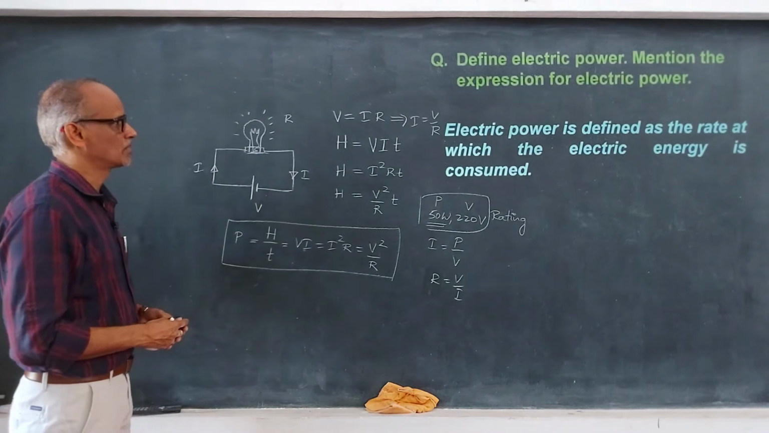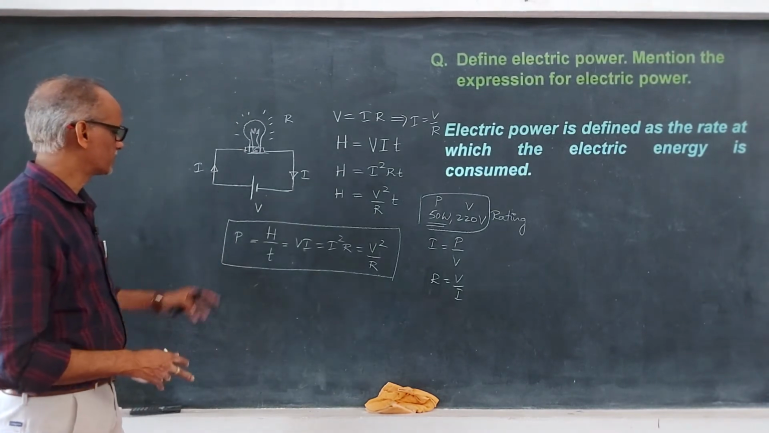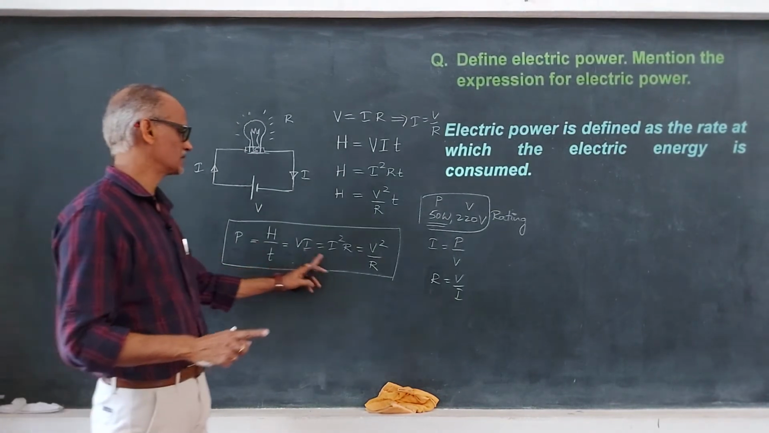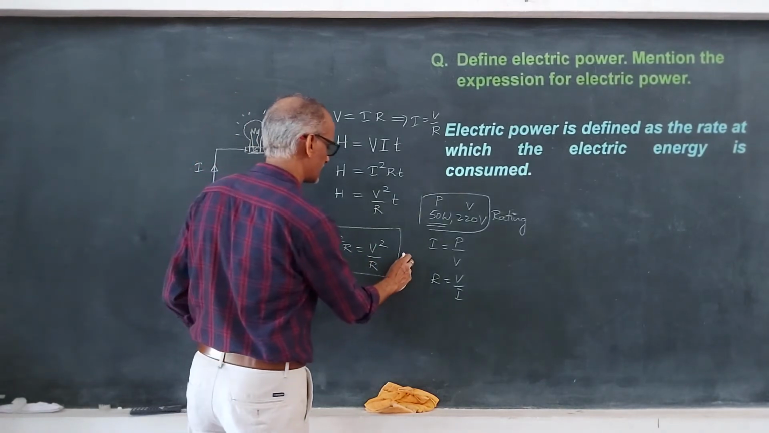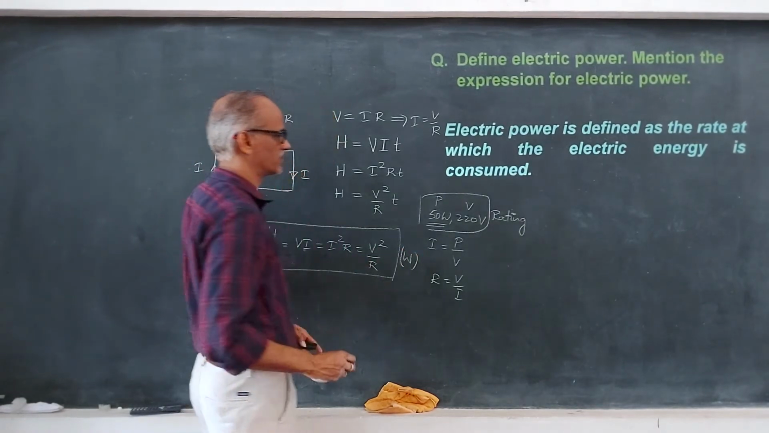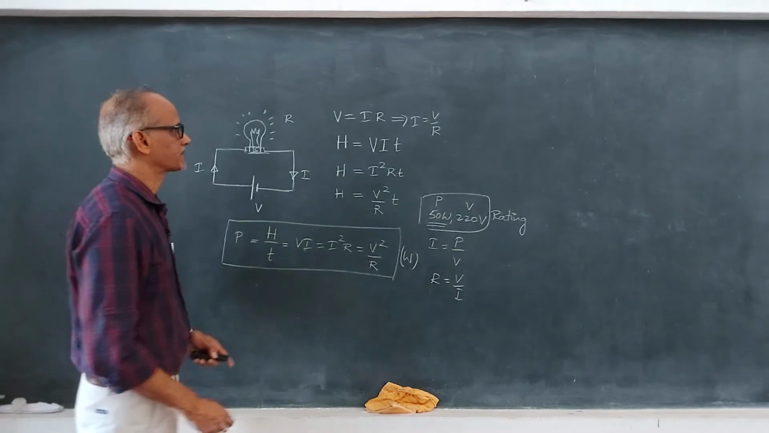Okay. So, hope you have understood the formulas for power, three equations: P is equal to VI, I square R, and V square by R, and definitely the SI unit, power is always measured in watts.